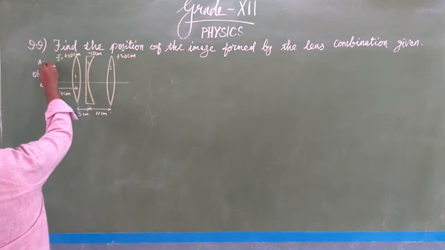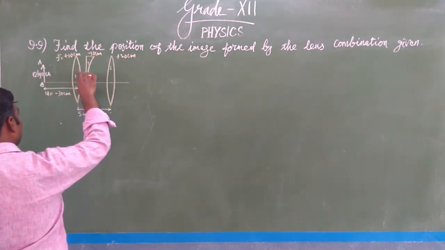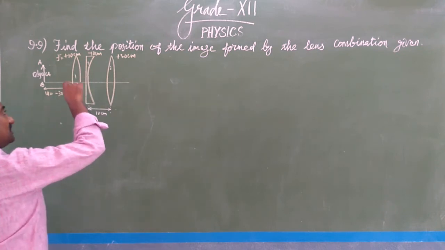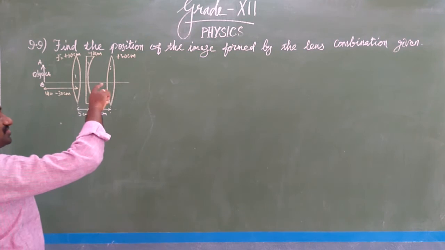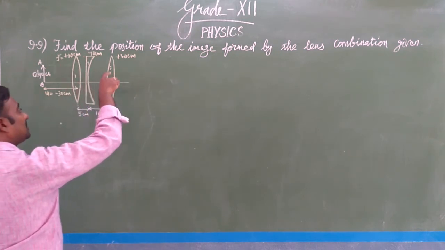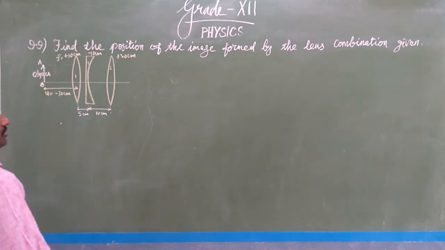From the object, the light is incident on the first lens, and it forms an image. That image acts as the object for the second lens, then the second lens forms an image. That image acts as an object for the third lens, and then the final image is obtained. So where will the final image be obtained from the lens, on the left hand side or the right hand side? That is what we want to find.